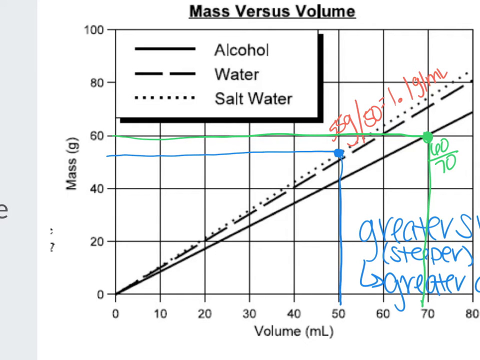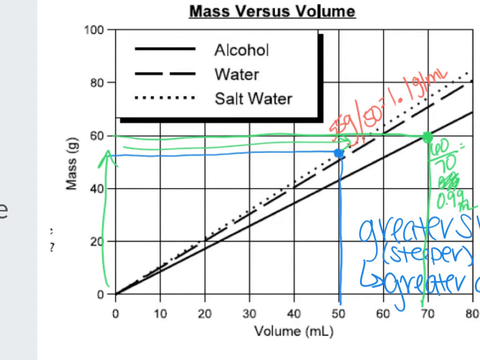Sorry, rise over run, you're right. Rise over run. All right, 60 divided by 70 gives me what? 0.8 or 0.9. If you round it, 0.9 grams per milliliter. Does that make sense that it should be less than 1?